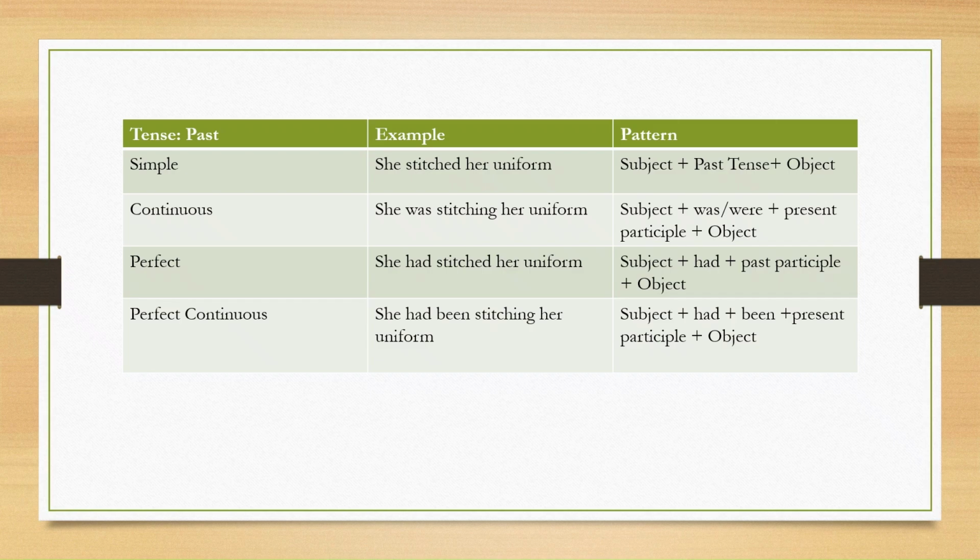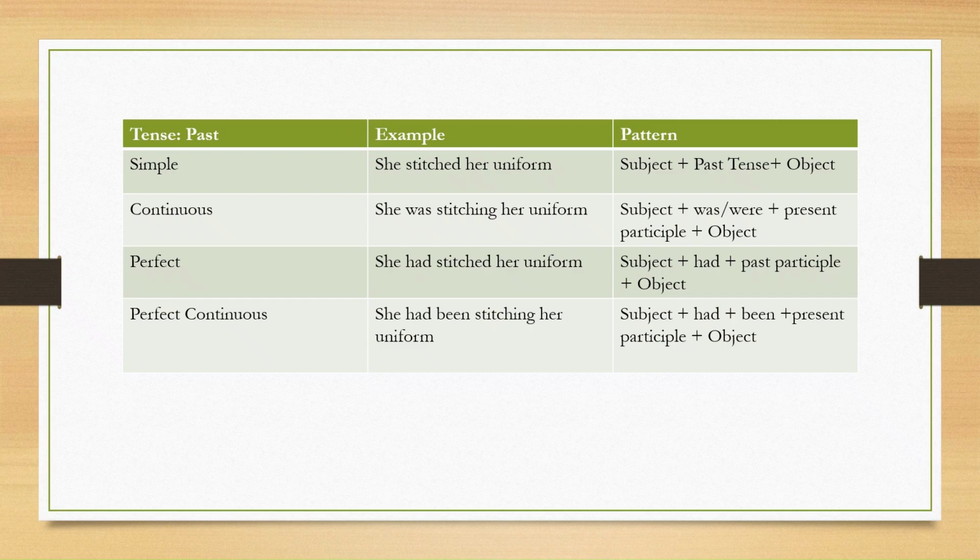Here are some examples and the pattern. Simple past. She stitched her uniform. Subject plus past tense plus object. Past continuous. She was stitching her uniform. Subject plus was, were plus present participle plus object.